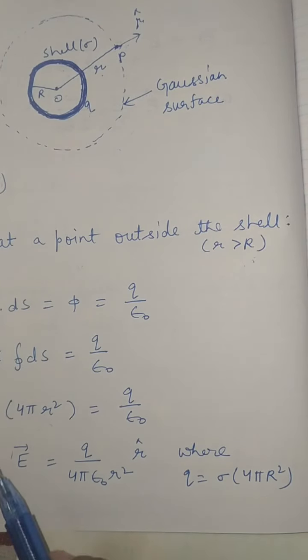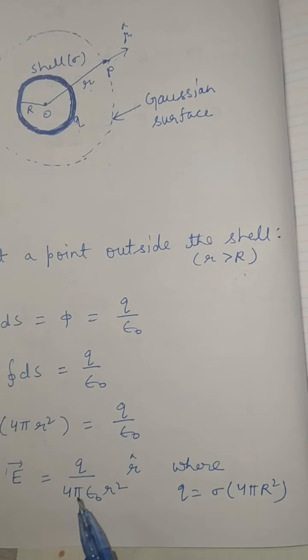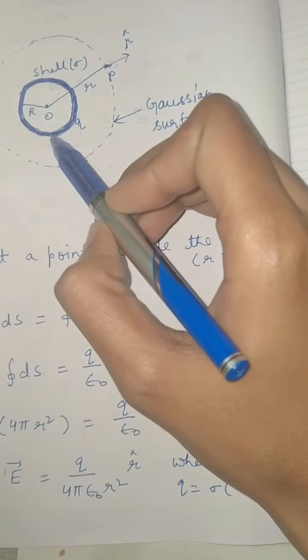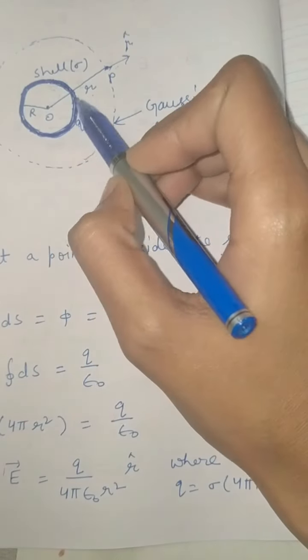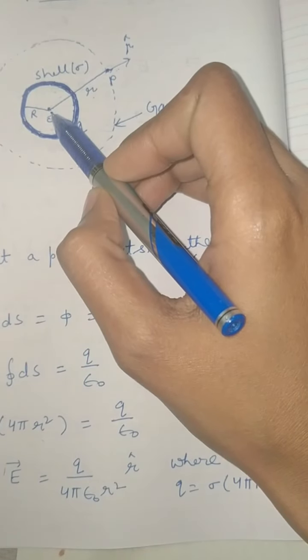By this formula, we can easily see that this is the same field as we get due to a point charge, because the electric field due to a point charge is kq upon r square. K means 1 upon 4 pi epsilon naught, so it is q upon r square. So this is the electric field due to a point charge. So we can say that the charge on this shell is behaving like a point charge, as if all the charge on the surface of the shell is concentrated at its center.